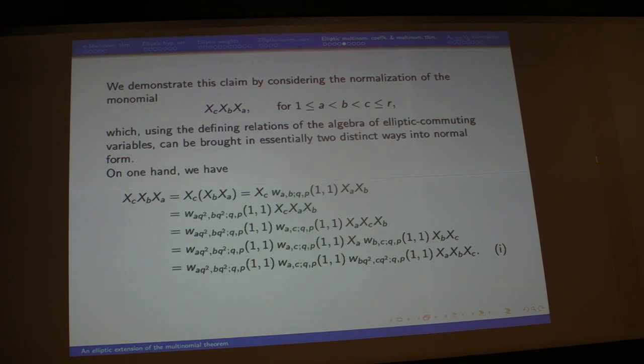And here's some indication why this holds. So suppose we have r variables, and we take 3 indices a, b, and c, ordered like this in increasing order, and we want to normalize xc, xb, xa. So we want to put xc to the most right, then xb, then xa, and it will generate some weights. Of course, this can be done in essentially 2 different ways. We can first pair xc and xa, normalize that. It will generate some weights, and then continue until we finally get xa, xb, xc, and some coefficient before.